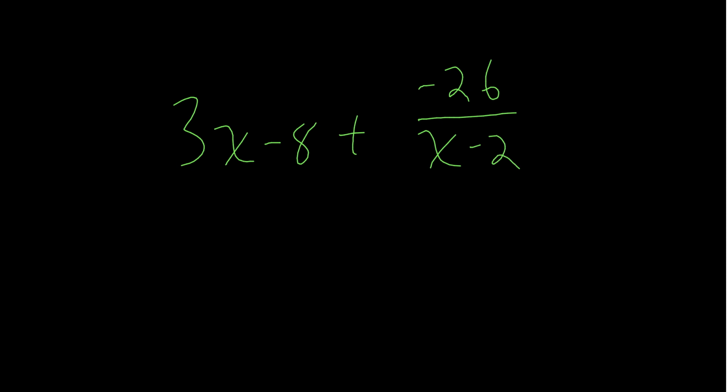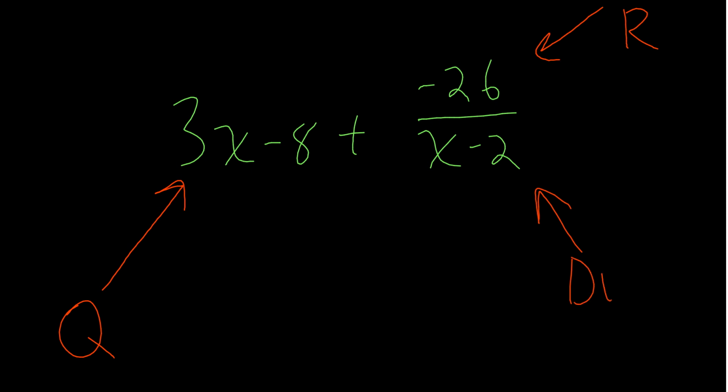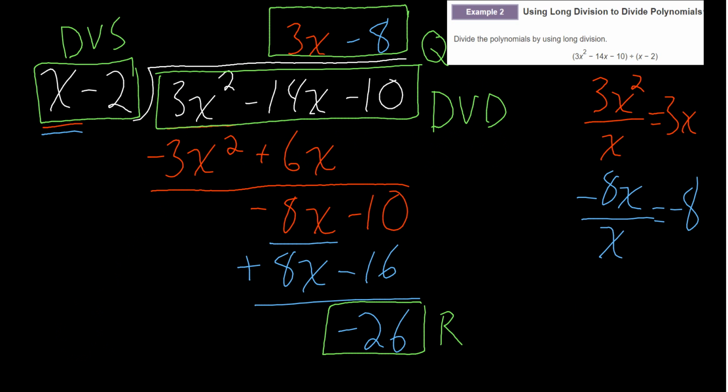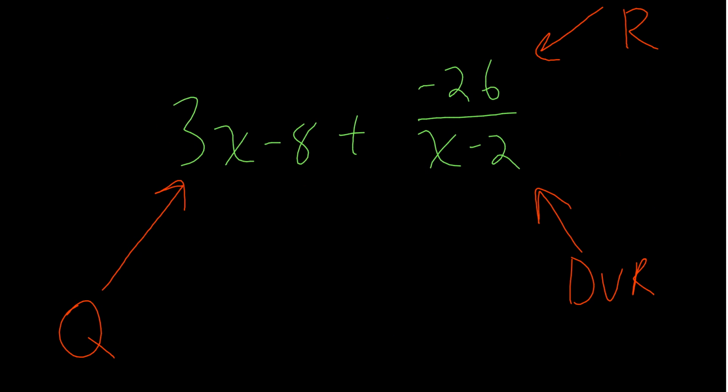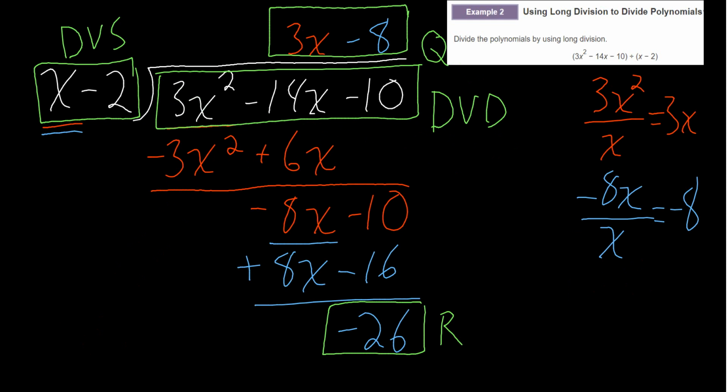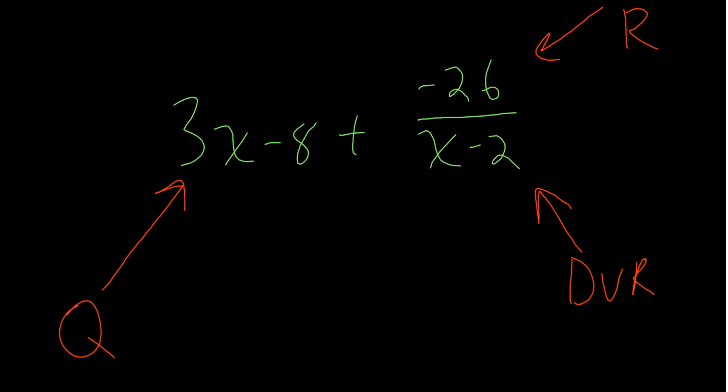This is the quotient, this is the remainder, and this is the divisor. Did I put R? You know what? R's pretty good. Let's change this to R. So quotient plus remainder over divisor. That's how we do long division.